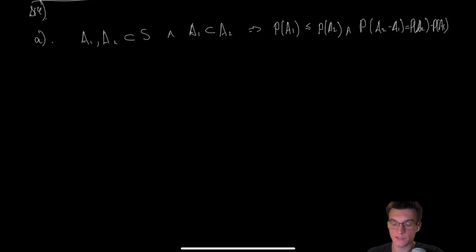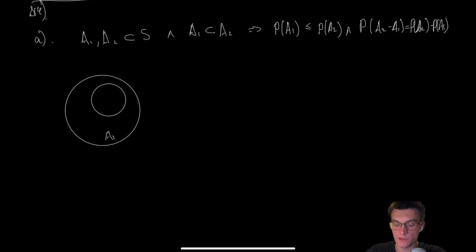We can visualize this using Euler diagrams. So suppose we have the event A2 and we have the event A1, which belongs to the event A2. It's just a subset. So obviously the likelihood of the event A2 is bigger than the event A1.